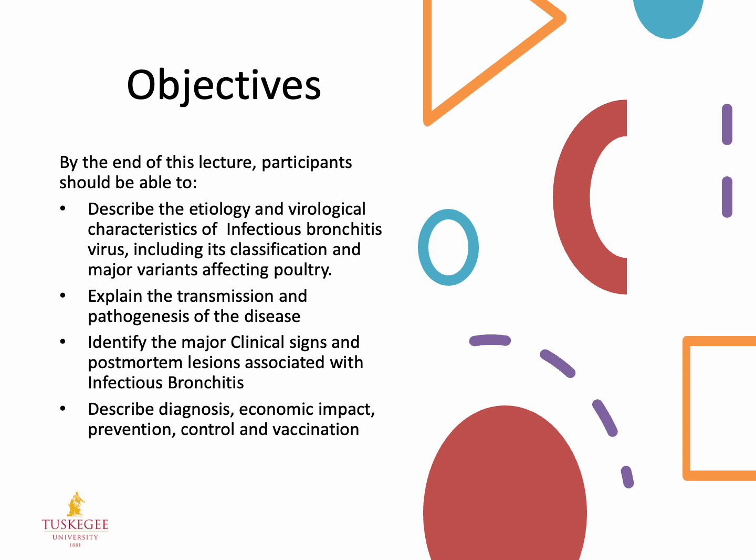At the end of this lecture, I'm hoping participants will be able to describe the etiology and virological characteristics of infectious bronchitis virus, including its classification and major variants affecting poultry, especially in the US, and then be able to explain the transmission and pathogenesis of the disease, identify the major clinical signs and postmortem lesions associated with infectious bronchitis, and be able to describe diagnosis, economic impact, prevention, control, and vaccination.